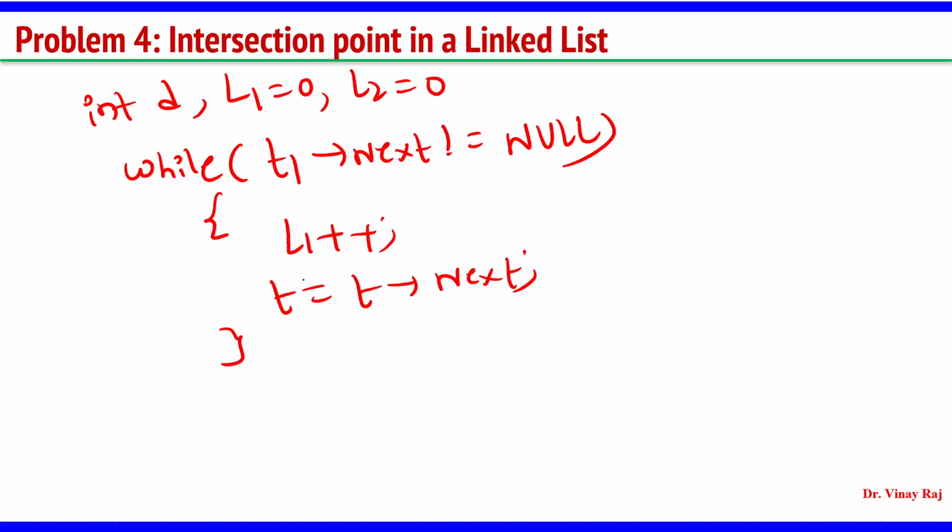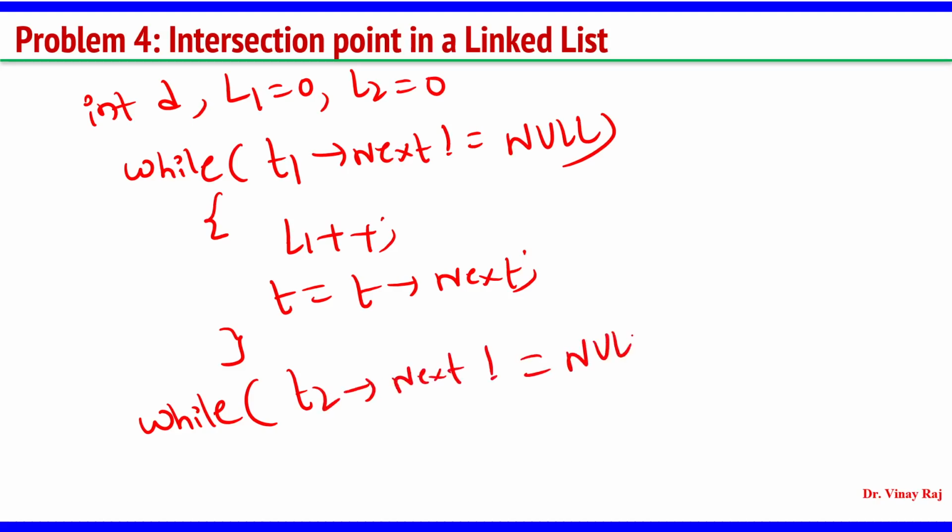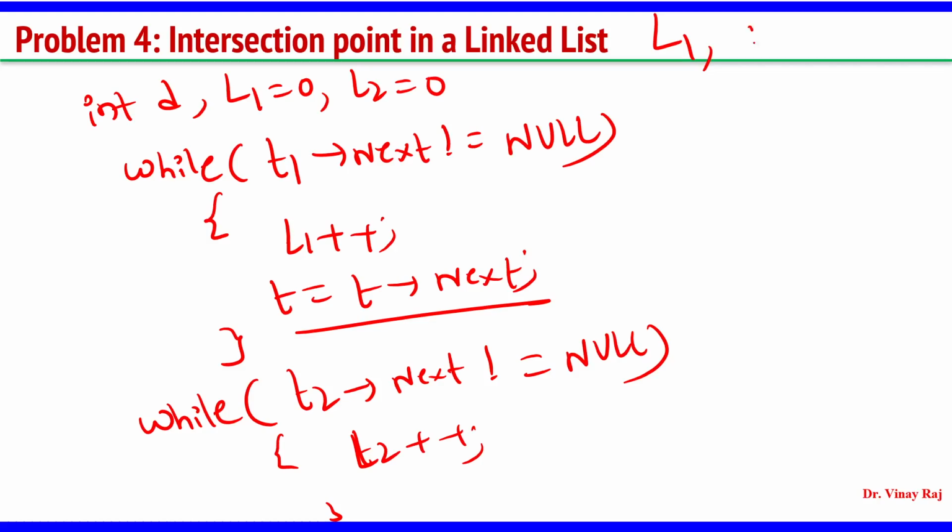Same way you write another while loop for the second list. What you have to do here, same way for L2, I will just modify here: while T2 next not equal to null, same L2 plus plus and T equal to T next. This way you have the count of L1 and L2.